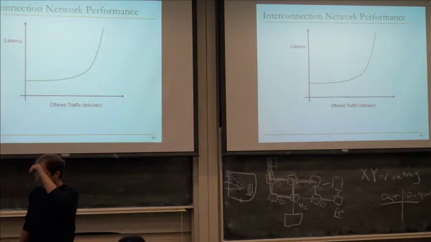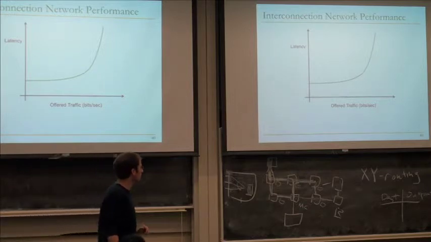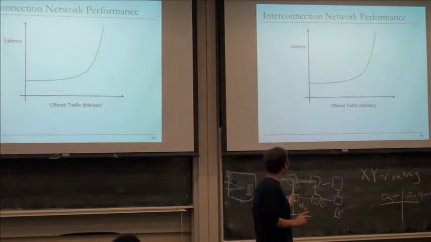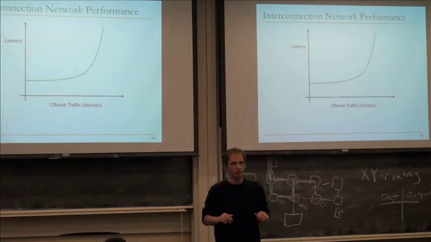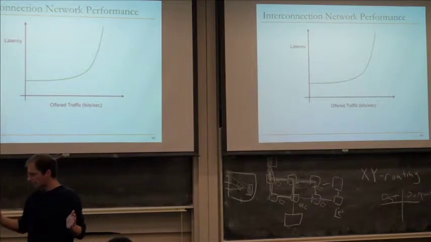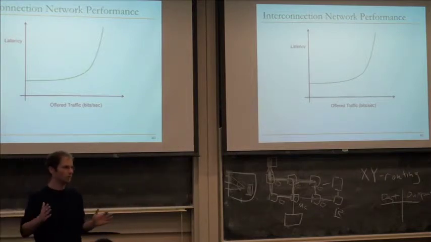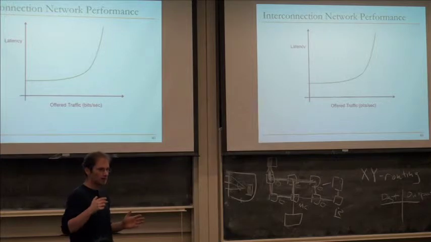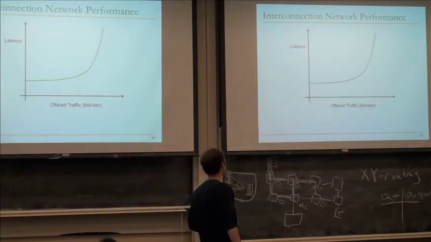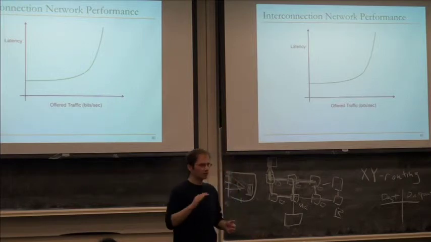So, network performance. The canonical performance graph that you'll see in any on-chip network or interconnect paper is what's called a load delay curve. The basic idea of such a plot is that on the x-axis you have the offered traffic, meaning the amount of data you're injecting into the network per unit time, per second, or per clock cycle. And on the y-axis is the latency.